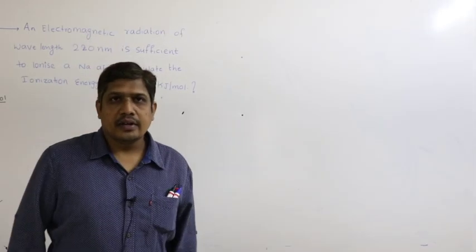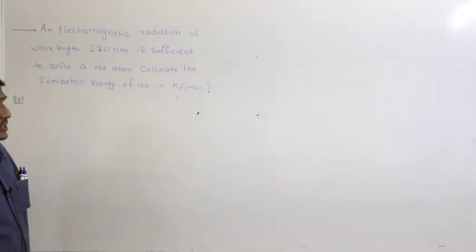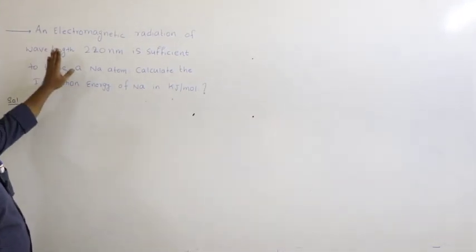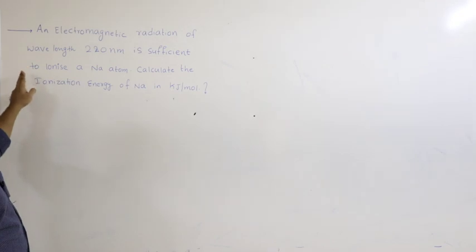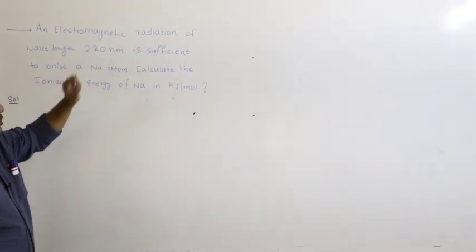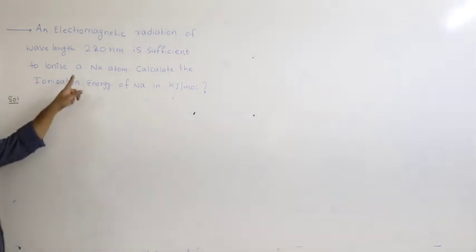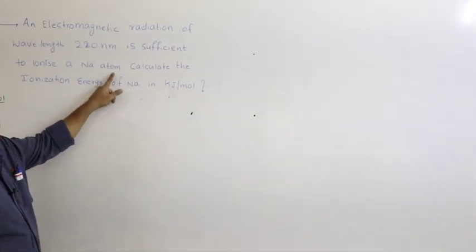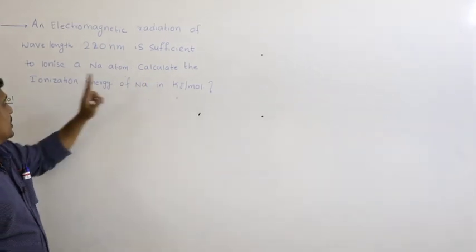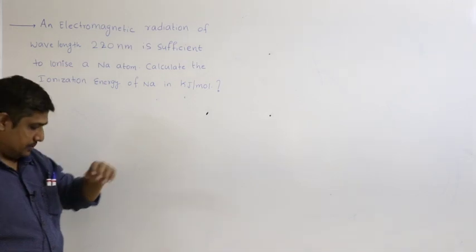Right. Good morning. Welcome back. The next problem which we are going to study is: an electromagnetic radiation of wavelength 220 nanometers is sufficient to ionize a sodium atom, one single sodium atom. Calculate the ionization energy in kilojoules per mole.